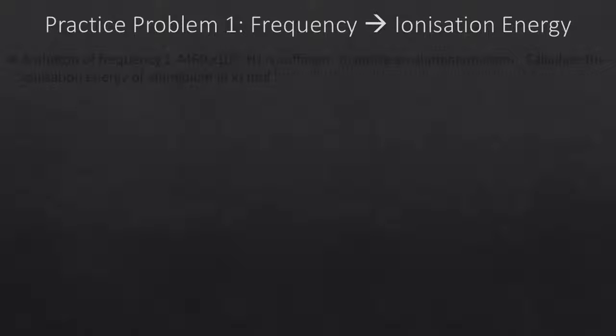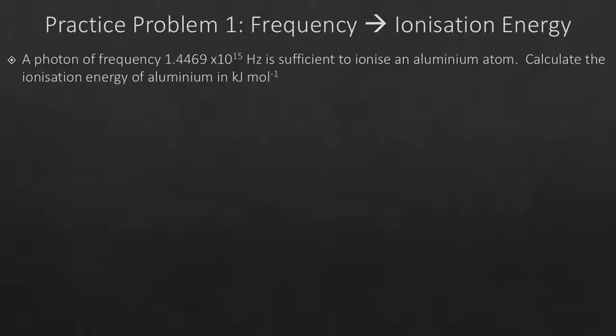Okay, so let's actually do some practice questions. So we're going to start with frequency and go to ionisation energy. A photon of frequency that is sufficient to ionise an aluminium atom. Calculate the ionisation energy of aluminium in kilojoules per mole. So our first step, we need to start with our Planck equation.